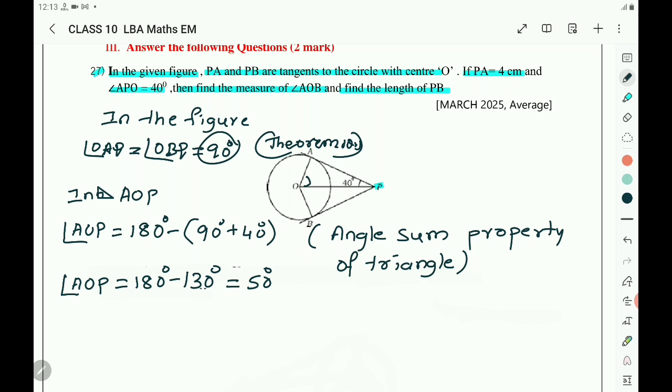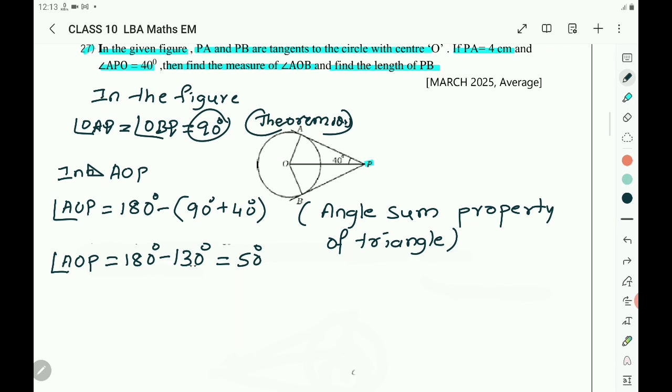And angle AOP is equals to angle BOP. Both are equals to 50 degree because you proved that these two triangles are congruent. Triangle AOP is congruent to triangle BOP, that is proved while proving the theorem 10.2. We know that angle AOP is equals to angle BOP, both are equals to what? 50 degree.